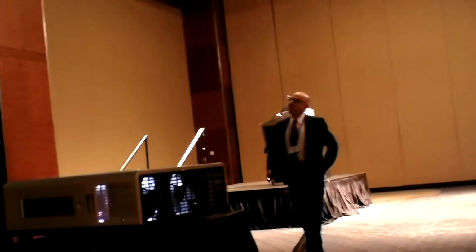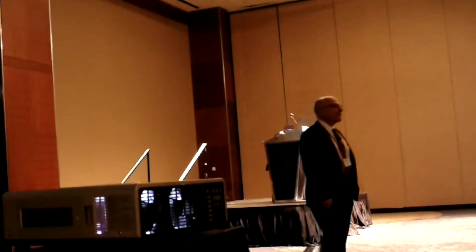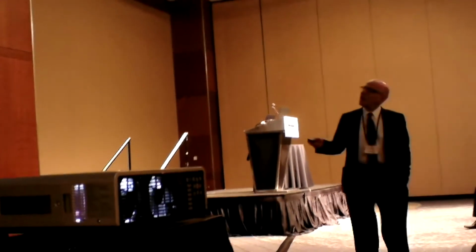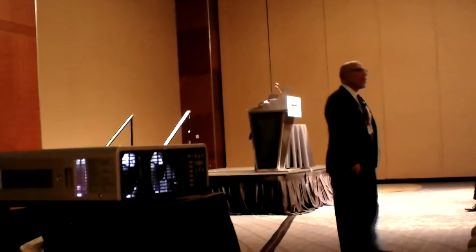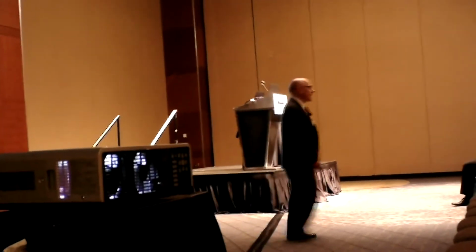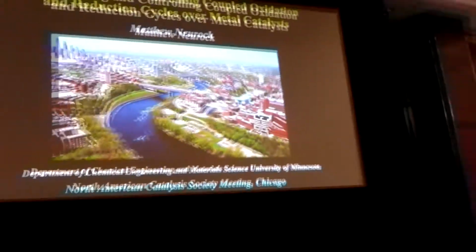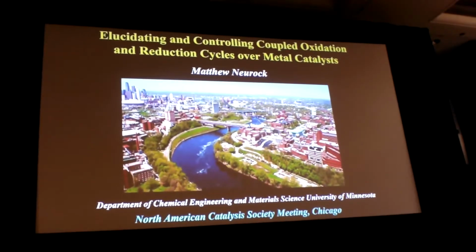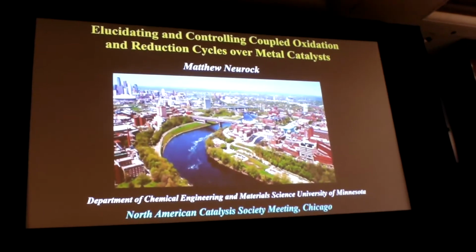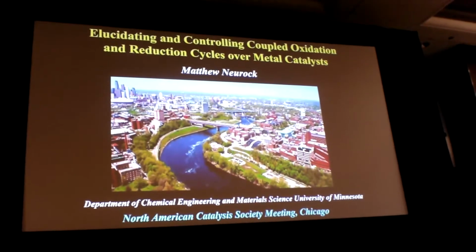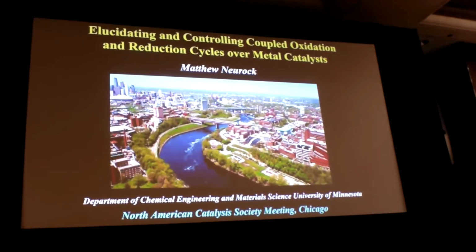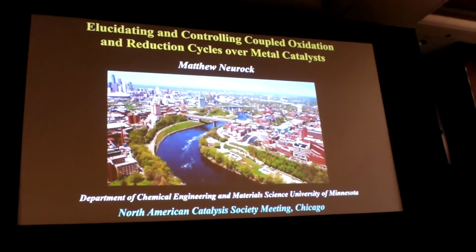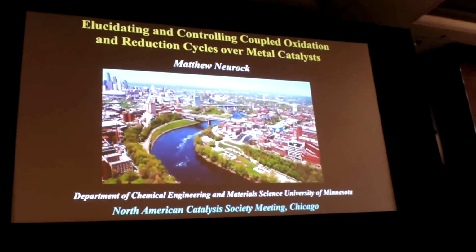I want to talk today about work that we've been doing for the past few years now in terms of trying to elucidate and potentially control coupled oxidation and reduction cycles over metal catalysts. When we look at, say, reduction, we recognize that something is being oxidized along the way, hydrogen typically, and when we look at oxidation, something is being reduced along the way, say oxygen in those particular systems. So we have coupled oxidation and reduction cycles.